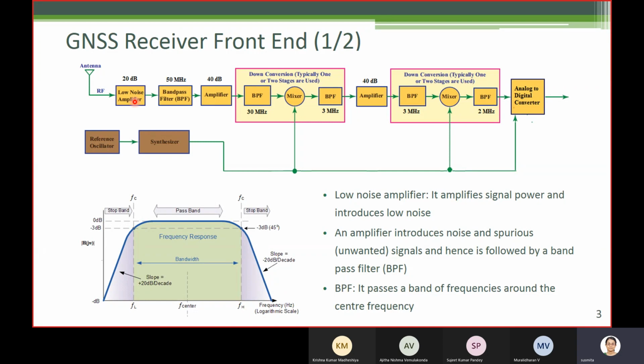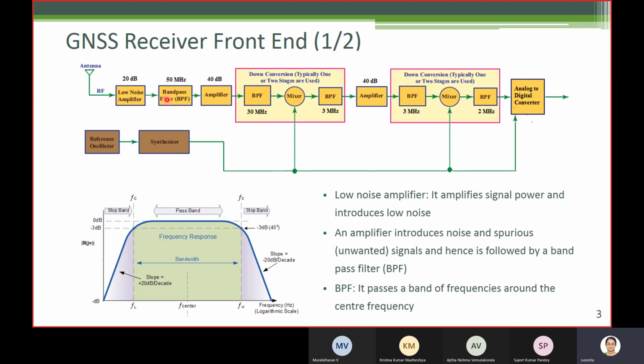Now an amplifier amplifies signal power. While doing so, it introduces noise. It also generates some unwanted signals called spurious signals. We do not want this byproduct. We just want the power amplification. So the spurious signals and noise that are generated by the amplifier can be removed using a band pass filter.